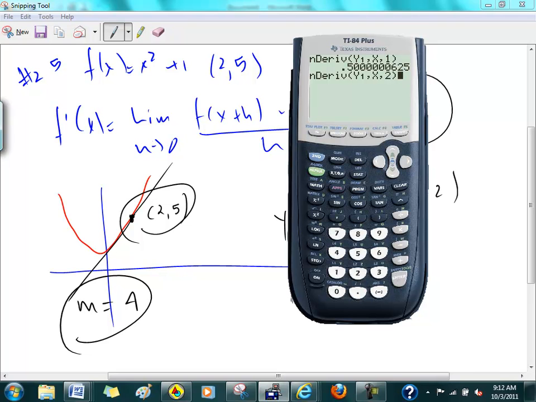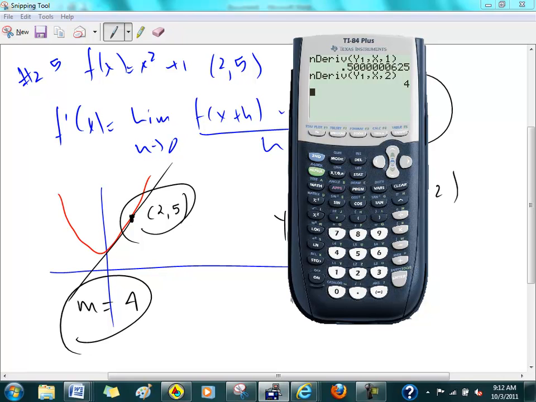4. Okay, how do you get y1? You're going to go vars, function, y-vars, y1. There's a different way to do it. I have the same answer doing it a different way. Like how?